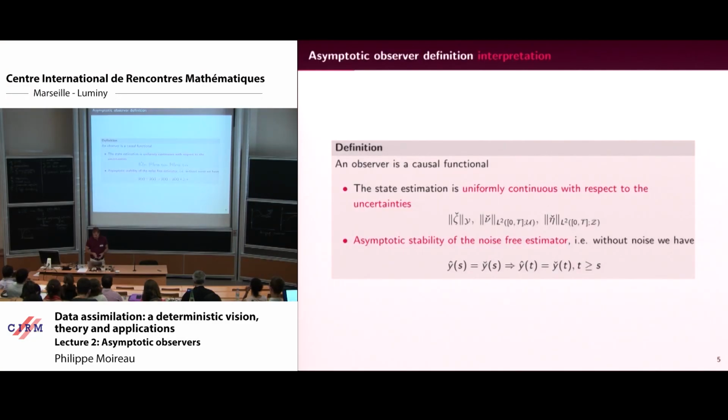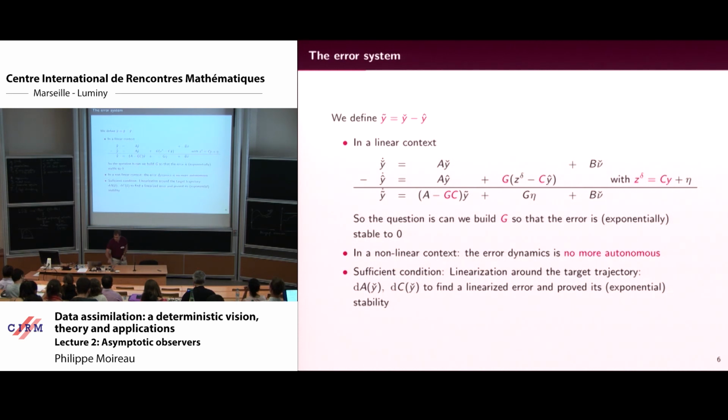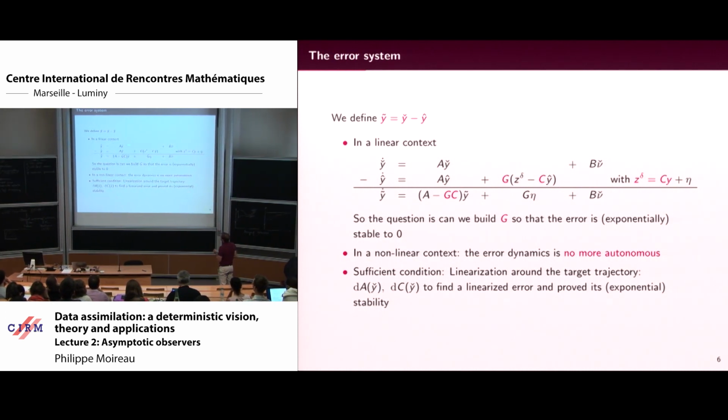Okay, let's see how we can define these guys. And for that, basically, the idea is to compute the error between the target trajectory and the estimated trajectory. So you compute the error. I will write it with a tilde. So y is the target trajectory, y hat is the estimator, and that was the dynamics in the linear context for the target one.